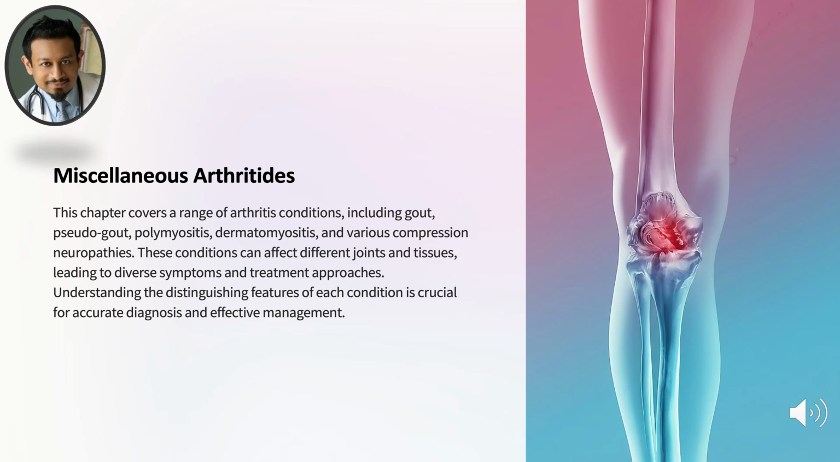Welcome to our discussion on miscellaneous arthritis. This chapter delves into a spectrum of arthritis conditions encompassing gout, pseudo-gout, polymyositis, dermatomyositis, and various compression neuropathies. Each of these conditions presents a unique set of challenges affecting different joints and tissues, thereby leading to a diverse array of symptoms and treatment approaches.